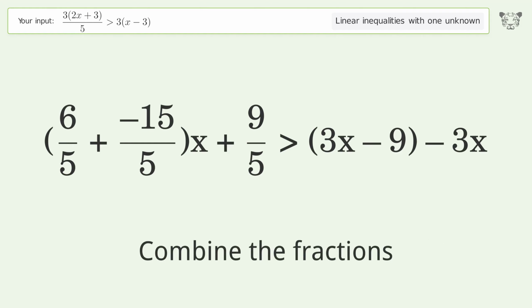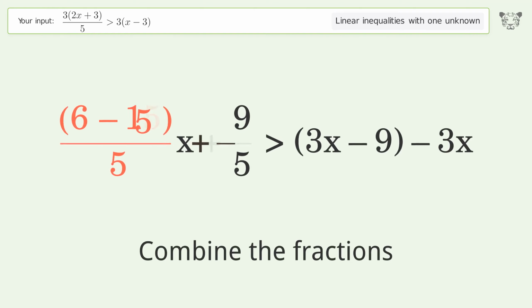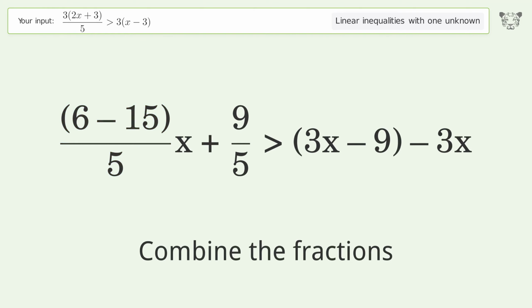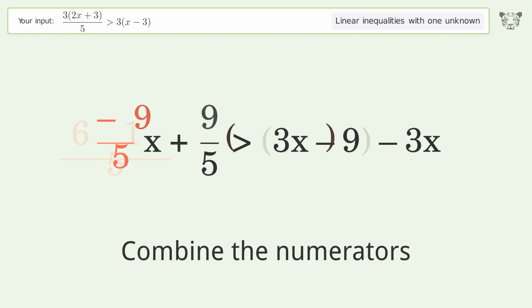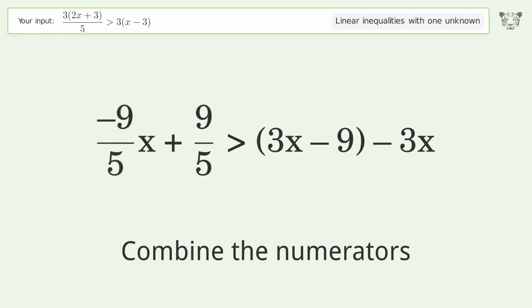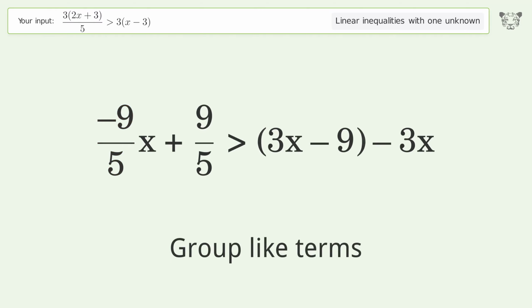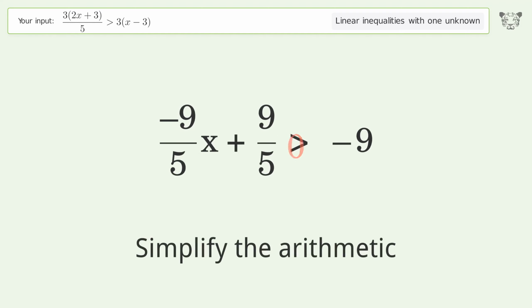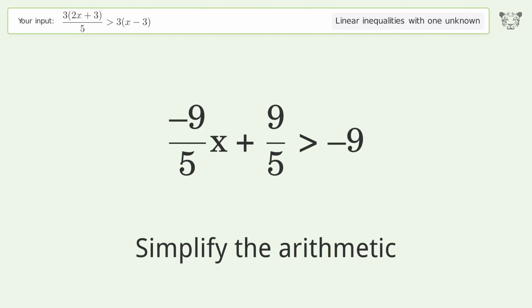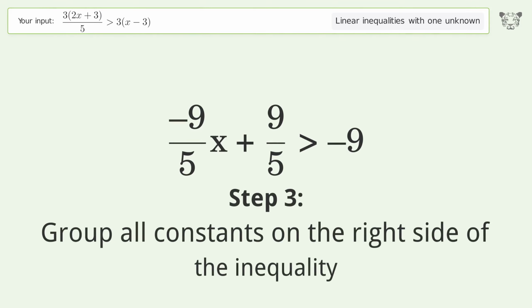Combine the fractions. Combine the numerators. Group like terms. Simplify the arithmetic. Group all constants on the right side of the inequality.